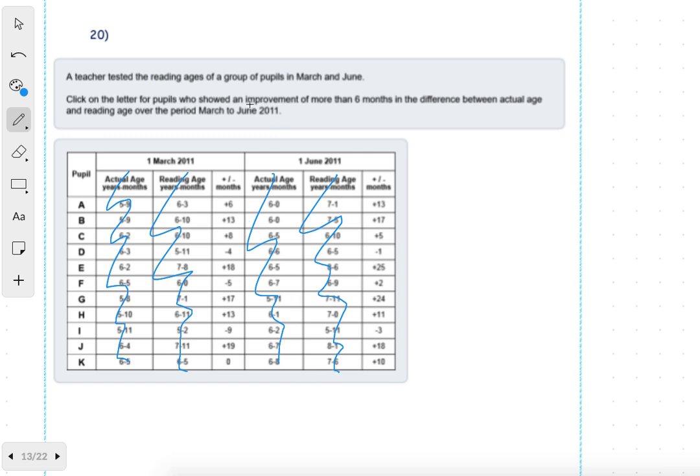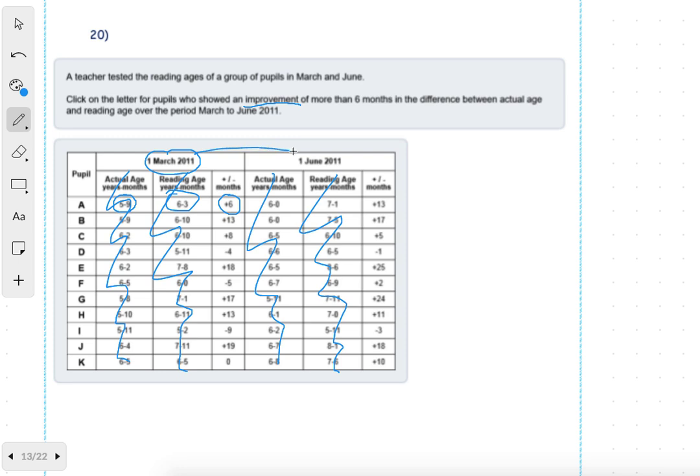You're only looking at the word improvement. So if we just take pupil A as an example, this pupil is 6 months ahead of their actual age in terms of reading. If you look at the column, somebody's basically worked that out for you. If your actual age is 5 years and 9 months, and your reading age is 6 years 3 months, you're 6 months ahead. But you don't need to look at those columns; it tells you that there. And that's in March.